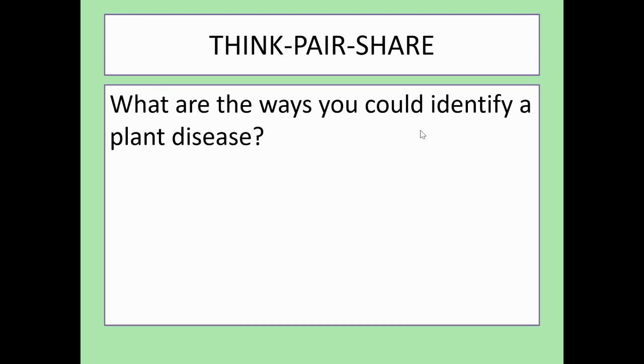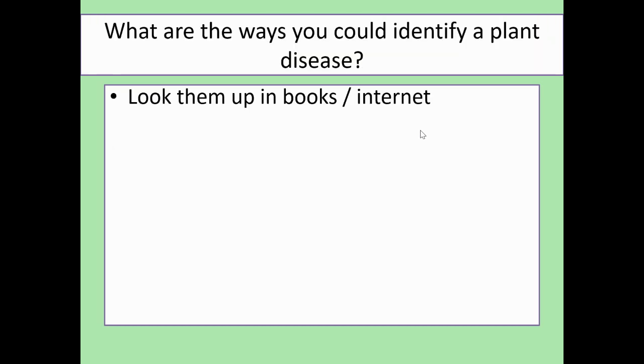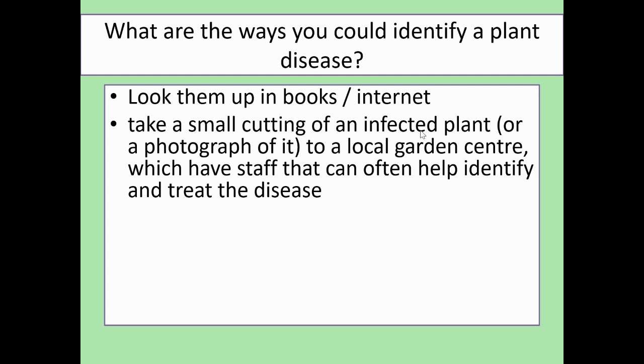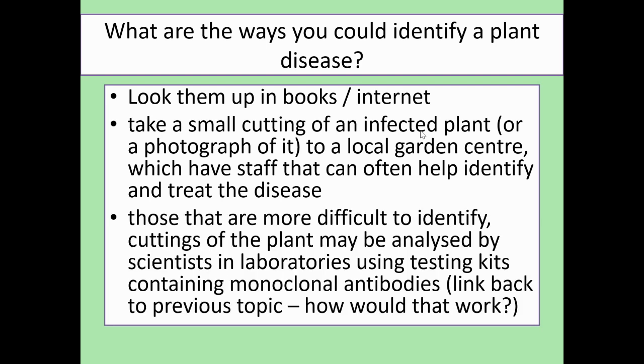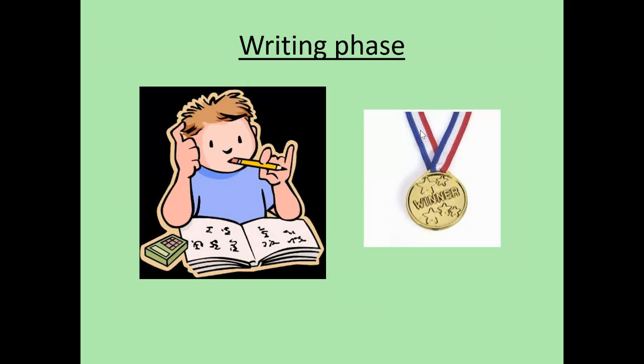Okay, welcome back. Year 10. What are the ways you can identify plant disease? Well, look them up in books or use the internet. Take a small cutting of an infected plant or a photograph and take it to a local garden centre. They may have staff that can help. And you could use monoclonal antibodies, where scientists can identify the diseases using monoclonal antibodies.